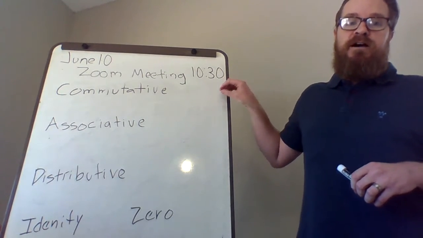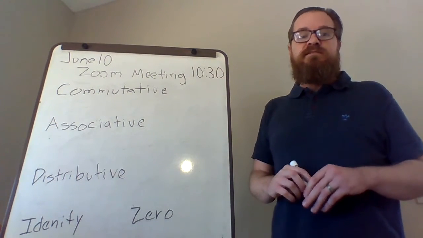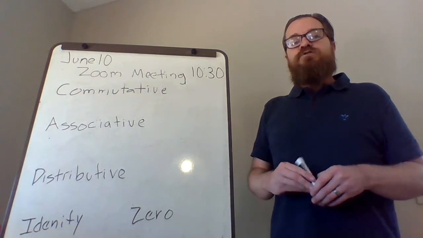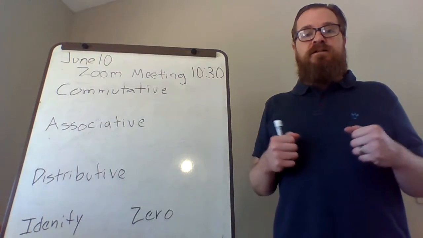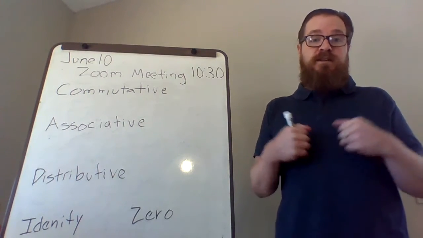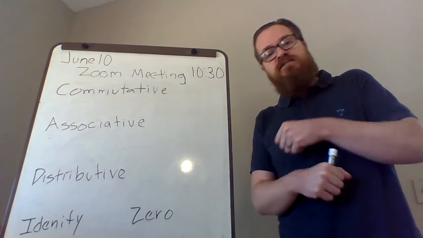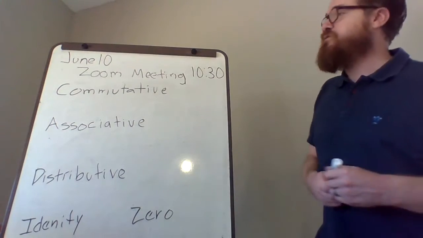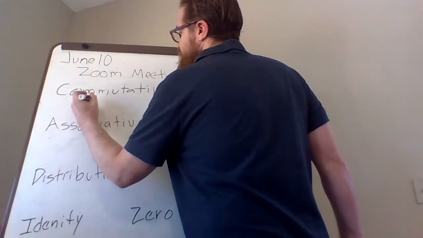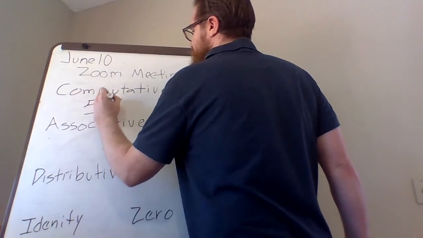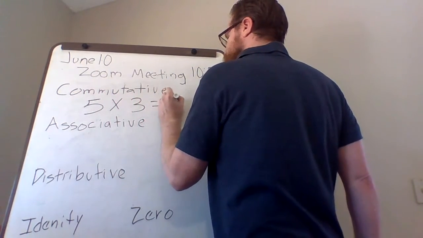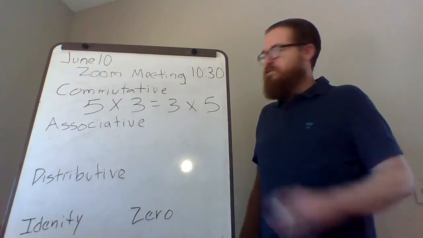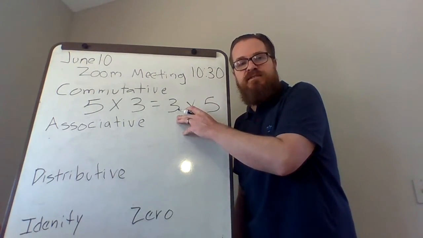The commutative property. Do you remember what the commutative property was? The commutative property basically says that you can take the factors when you multiply. The factors are the numbers that you multiply together. I can take my factors and change the order when there's two numbers, and I will get the same answer. So for example, 5 times 3 equals 3 times 5. It doesn't matter which of the two factors come first, you're going to get the same answer.